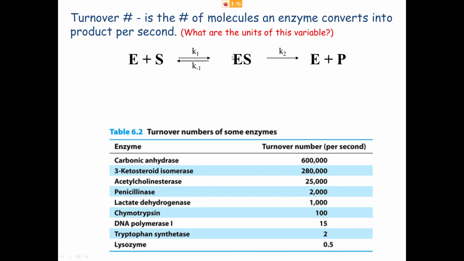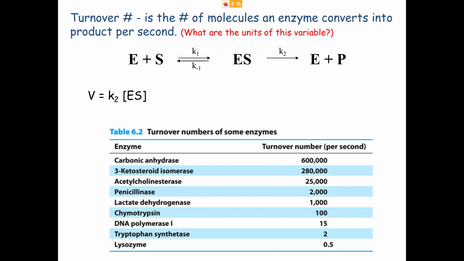So the amount of ES times K2 is the rate of my reaction. Remember, it's the amount of the thing that's there raised to the first power, because there's a coefficient of 1, right? Times the rate constant, K2, gives me the rate of the reaction, V. So I'll write that down. V is K2 times the amount of ES under those conditions.